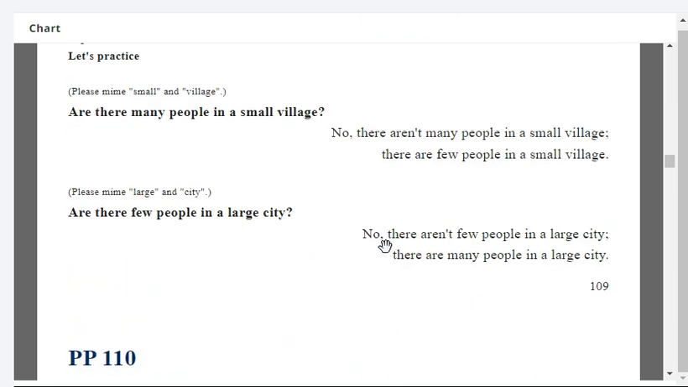Are there many people in a small village? No, there aren't many people in a small village. There are few people in a small village. Very good. Are there few people in a large city? No, there aren't few people in a large city. There are many people in a large city.